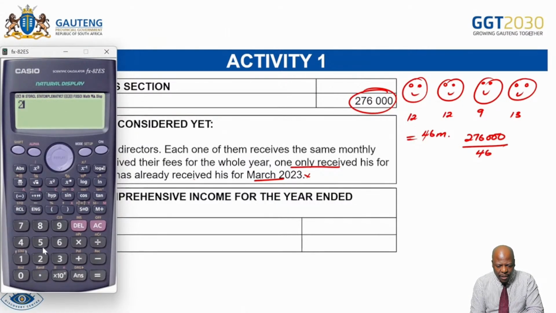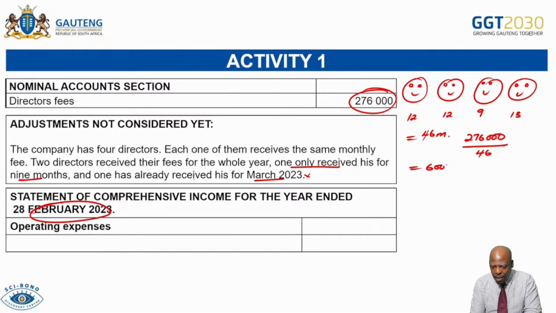So it's going to be your 276,000 like that, and we divide by 46. 276,000 divided by 46. That will give us 6,000. That means per month, it's going to be 6,000 per month per director. But we have a situation with this guy. We paid him 9 months, so we owe him for 3 months. So with the first director, it must be the 3 months that we owe him times 6,000. That means we owe him 18,000 like that.